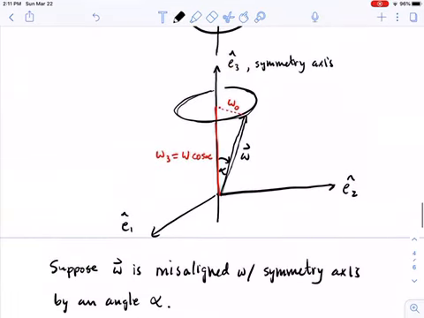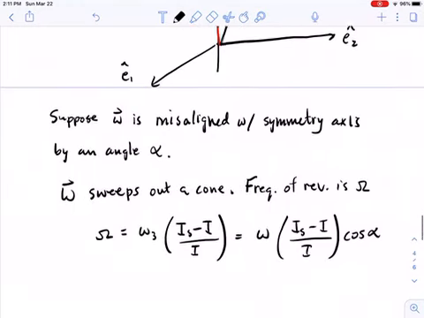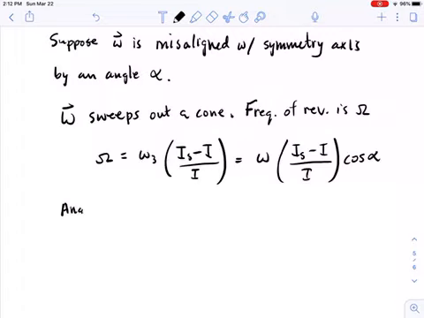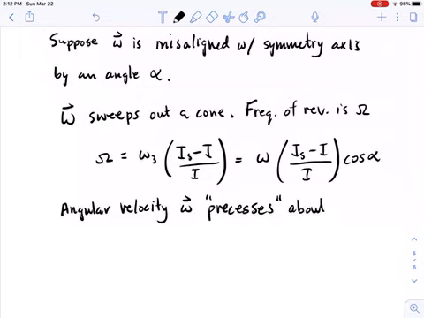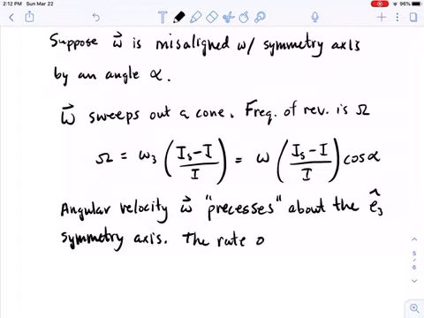The language that is typically used is that the angular velocity omega is precessing about the symmetry axis. So the angular velocity omega precesses about the E3 hat symmetry axis. The rate of precession is capital Omega. Okay, so that's one solution to Euler's equations of motion. Again, it's a special case of free rotation, so no torque on our body, and it's an object with a symmetry axis.